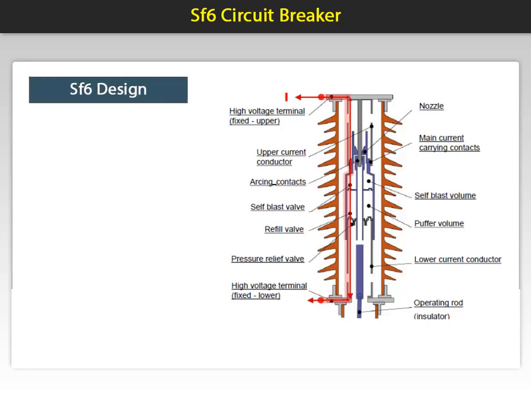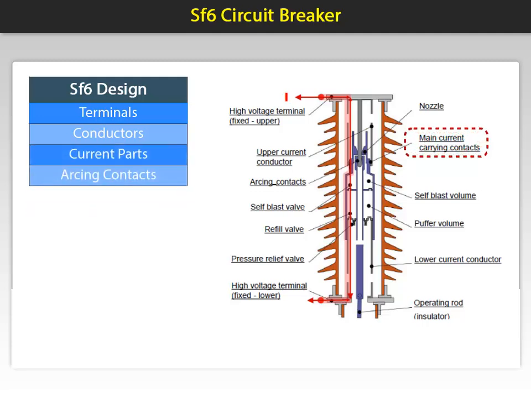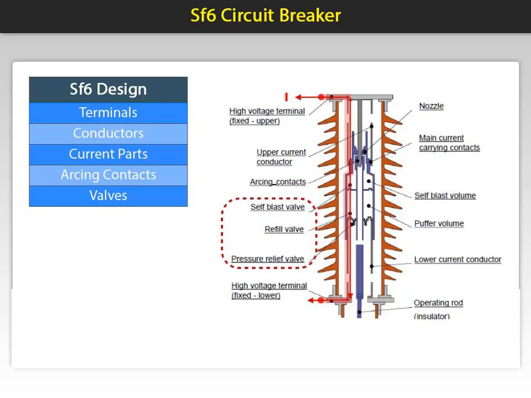Let's go over the components. There are upper and lower high voltage terminal connections. The upper conductor is fixed and the lower conductor is movable. The main current carrying parts and arcing contacts perform the interrupting process. Valves are required to regulate the gas. These are the self-blast, refill, and pressure relief valves.